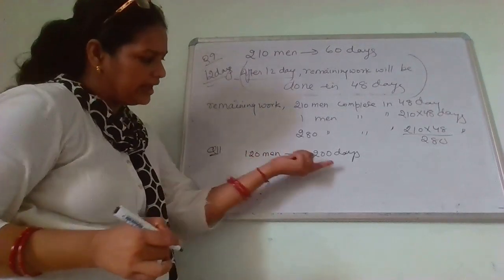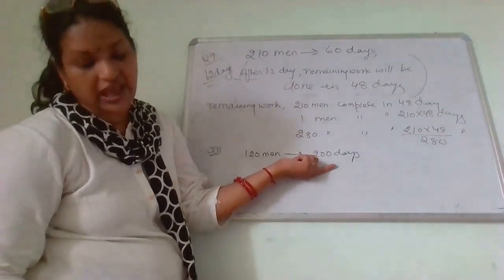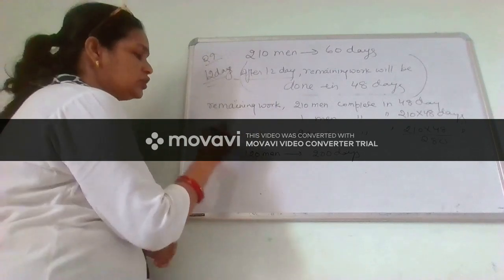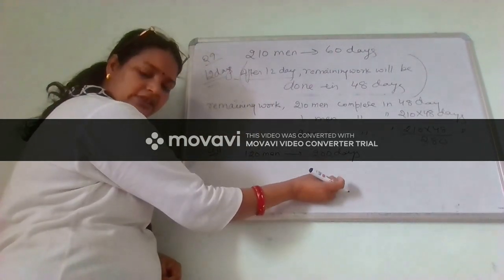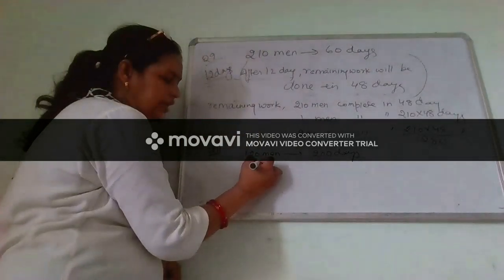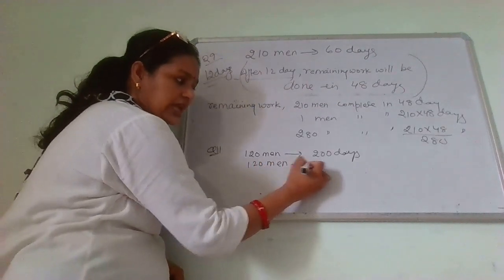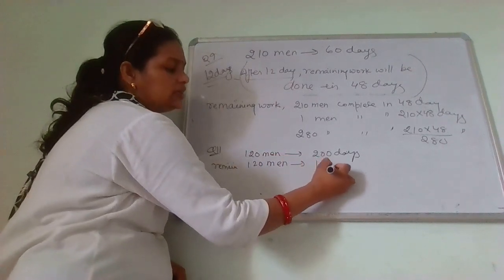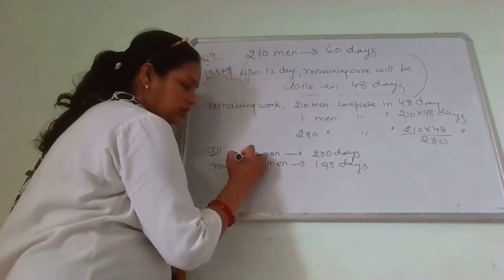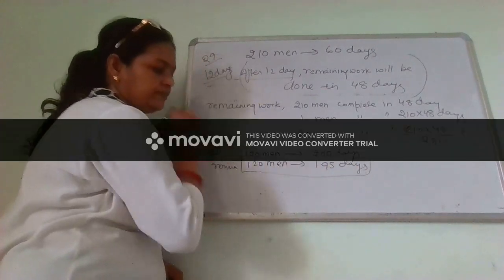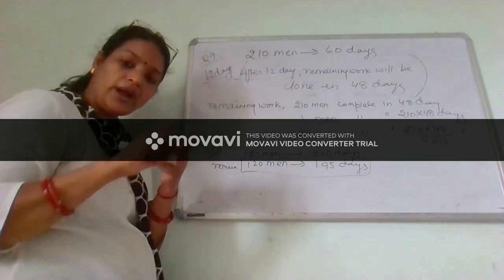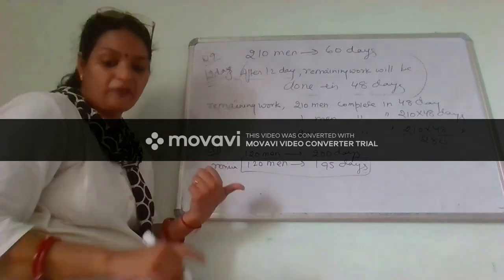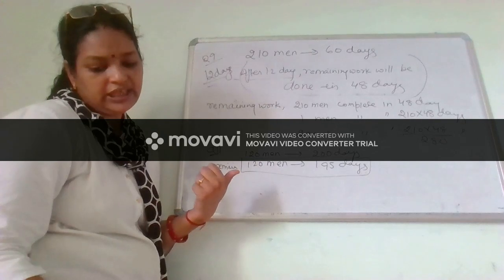So 120 men would do the complete work in 200 days, and after 5 days they have done 5 days of complete work. So 5 days we will minus from there. So 120 men can complete the remaining work in how many days? 195 days. Now here the key point is this. 120 men will complete the remaining work in 195 days. And 30 men died.